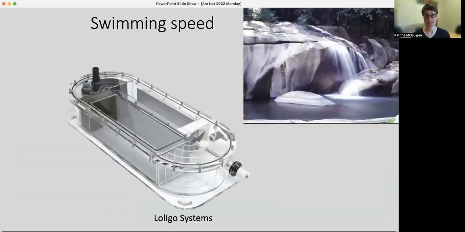Okay, so that's the experimental populations. The trait that we're particularly interested in then is swimming speed. We assay that using a step velocity test in flumes like this oligo flume, where water is sent around at increasing speed so that we can determine just how fast those fish can swim.